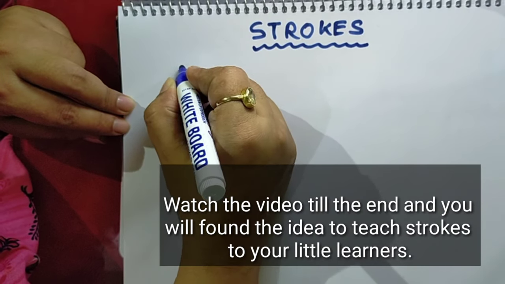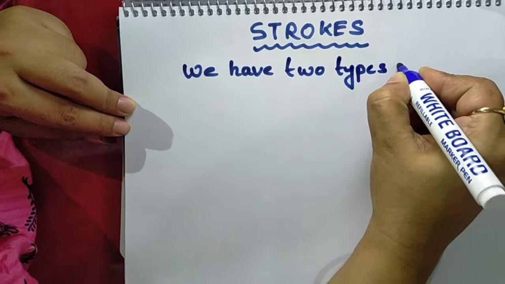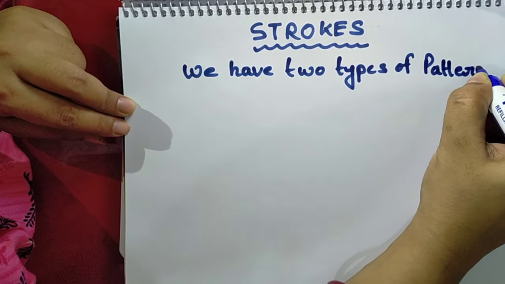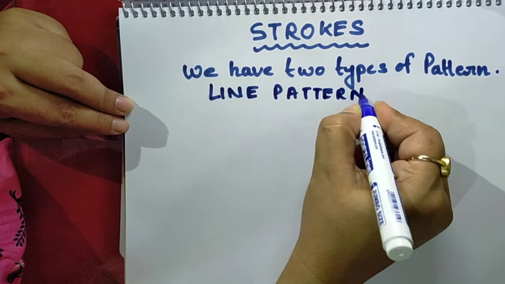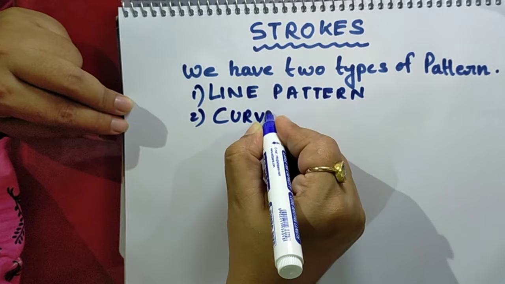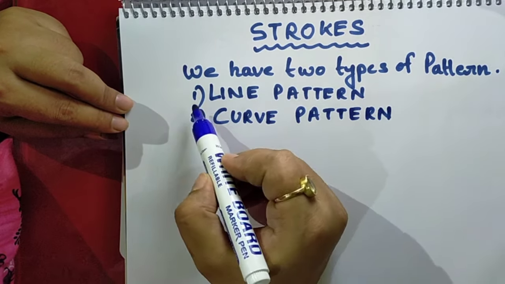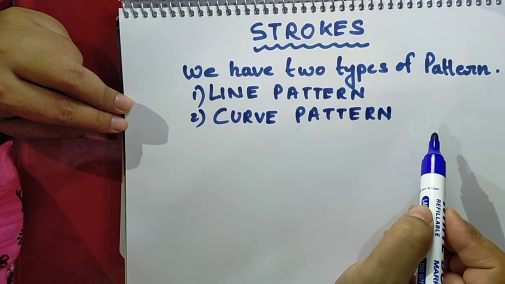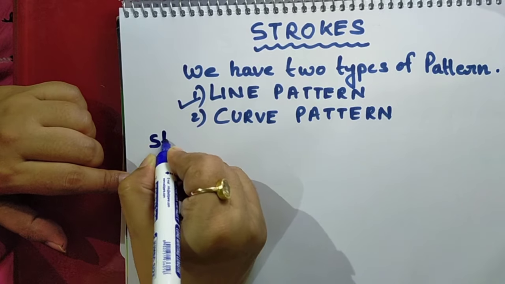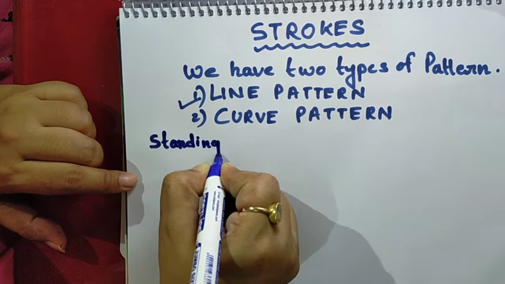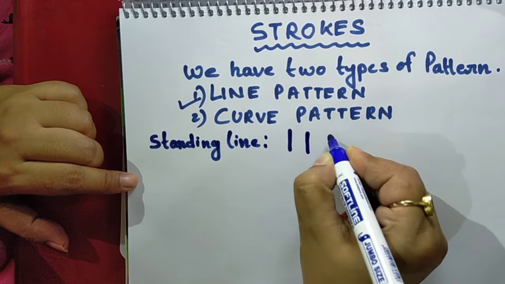We have two types of pattern. One is line pattern and the next one is curve pattern. Okay. So first let's start with the line pattern. Standing line. This is called standing line.